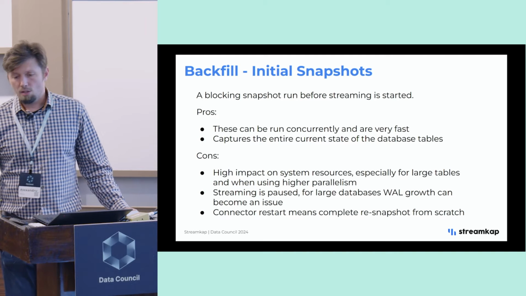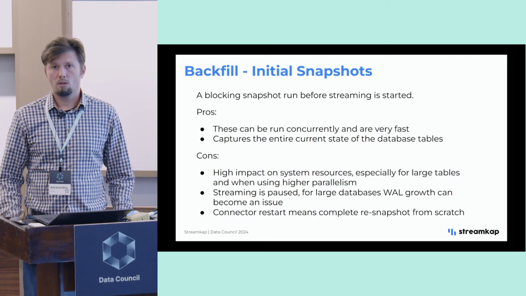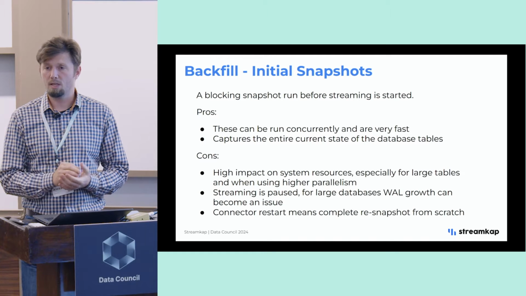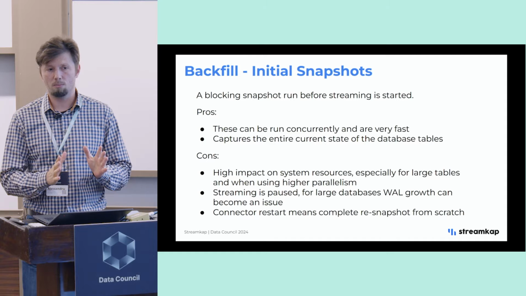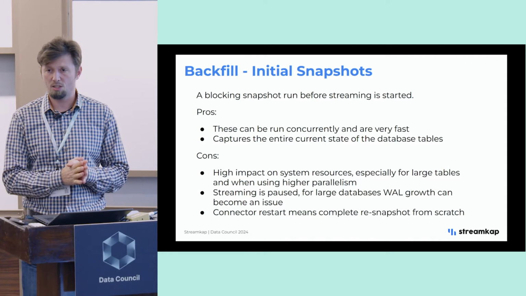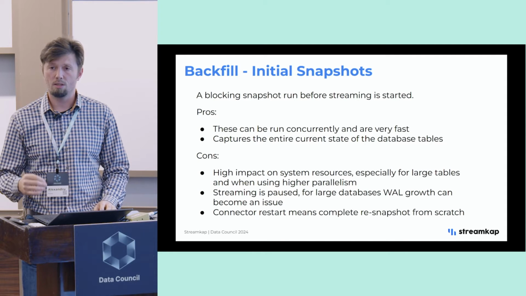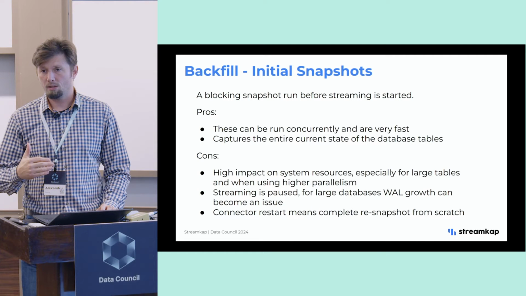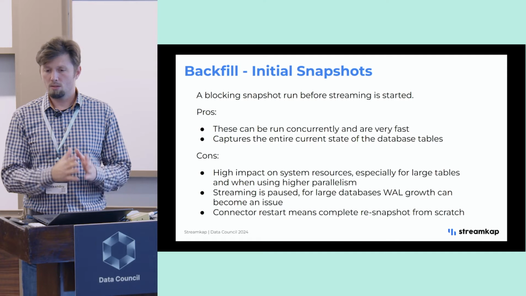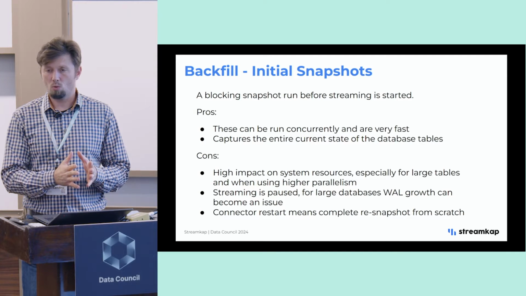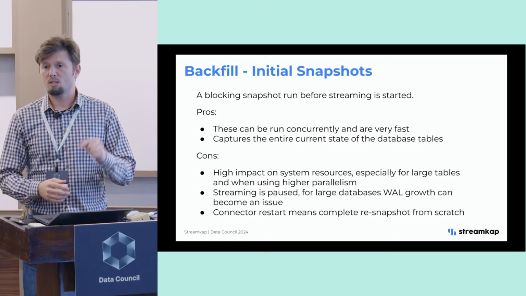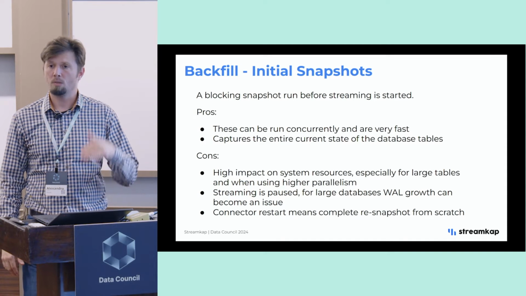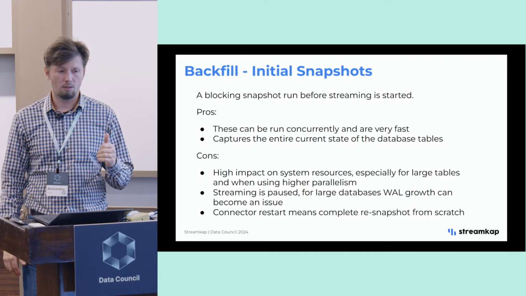So, initial snapshots, how they work. They start a transaction, serializable, repeatable read, so you get a consistent view of the data at the time the transaction was started. The position in the log is recorded when the transaction is started, and then all the data is captured from the tables. Once the data is written to Kafka, the transaction is committed, and streaming starts from the position in the log that was recorded when the transaction was started.